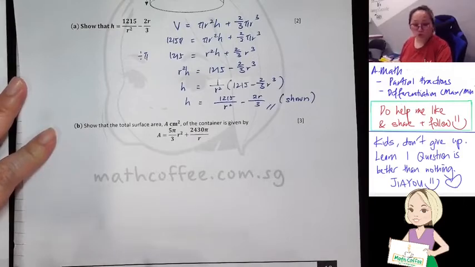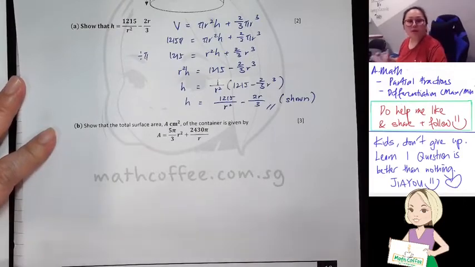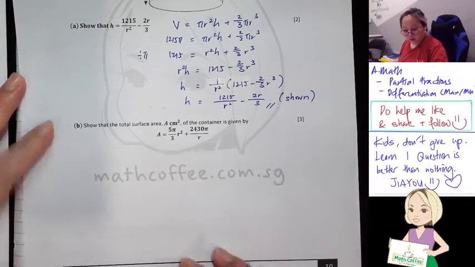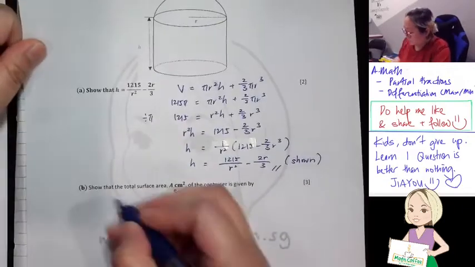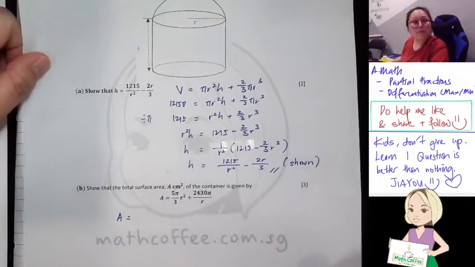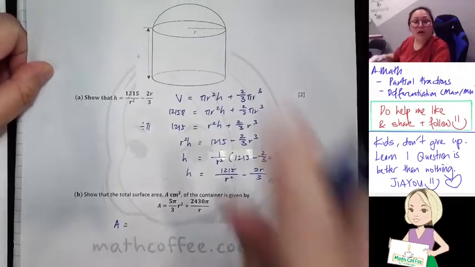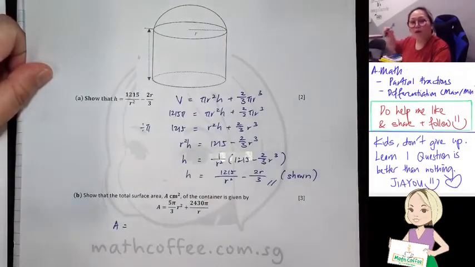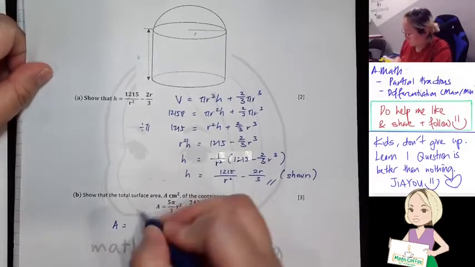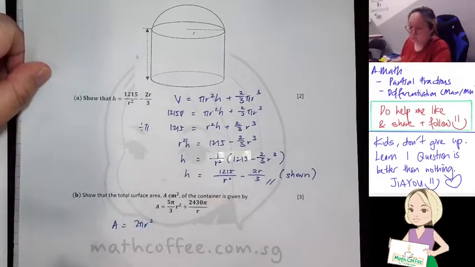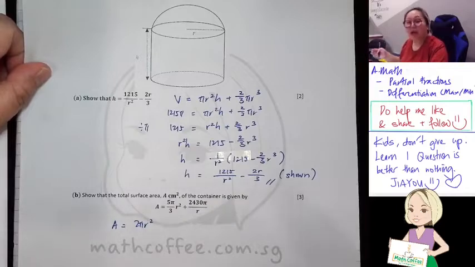Next, they ask you to show that the total surface area of the container is given by the expression. So, total surface area, let's take a look at the solid again. Let's take a look at the hemisphere. The surface area of a sphere is 4 pi r squared, so for a hemisphere it is 2 pi r squared. So I have 2 pi r squared, which is the curved surface area of the hemisphere.